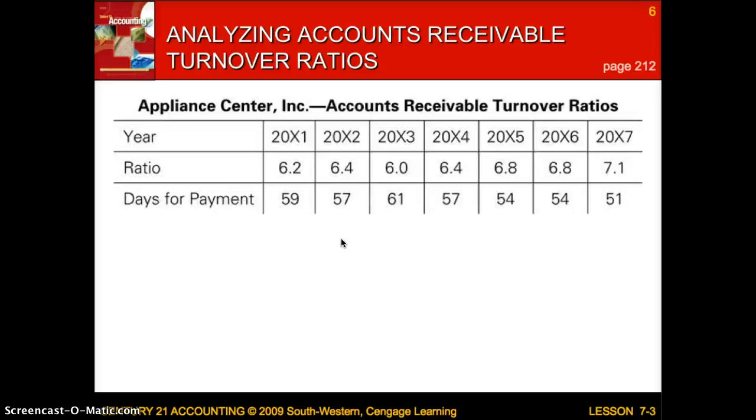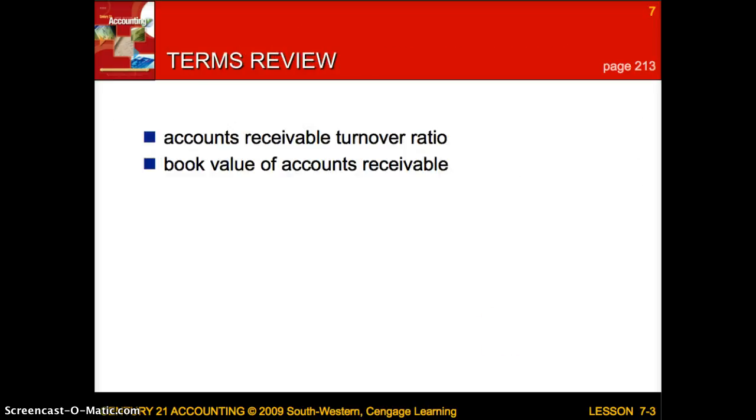So you can tell here that in these years, their ratio has gone up and down and up and up and up, and the days of payment have kind of gone down and up and down, so we just need to be watching this throughout the years and knowing, do we need to take those steps that we just talked about in order to get better at collecting on our accounts receivable.